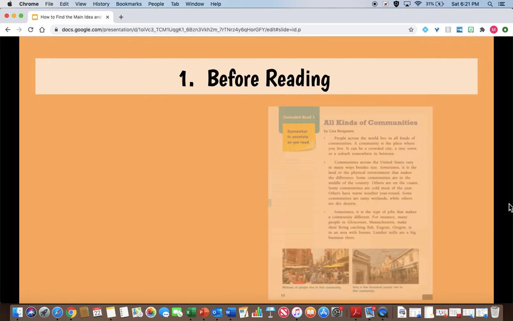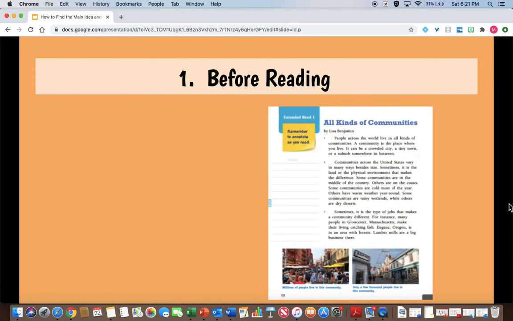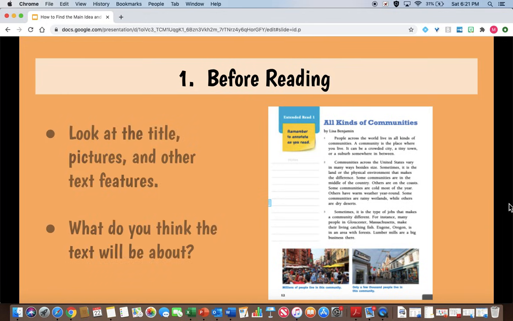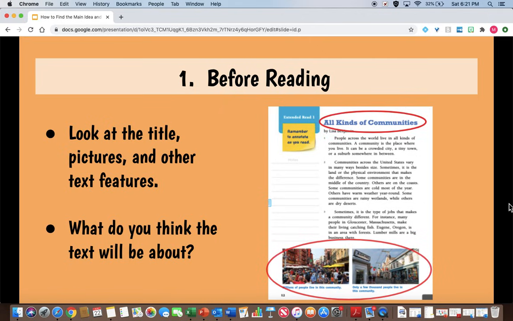So before reading, this is going to be your story that you're going to be reading for today on Monday, and then you're going to be continuing to read it throughout the week. You're going to be looking at the title of your story as well as pictures and other text features, and you're going to start predicting, what do you think the text is going to be about? What do you think based off the title, based off pictures, maybe some headings?